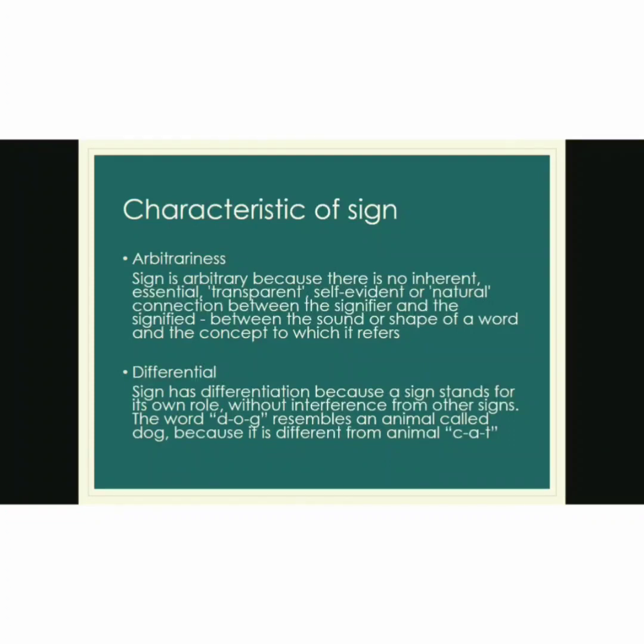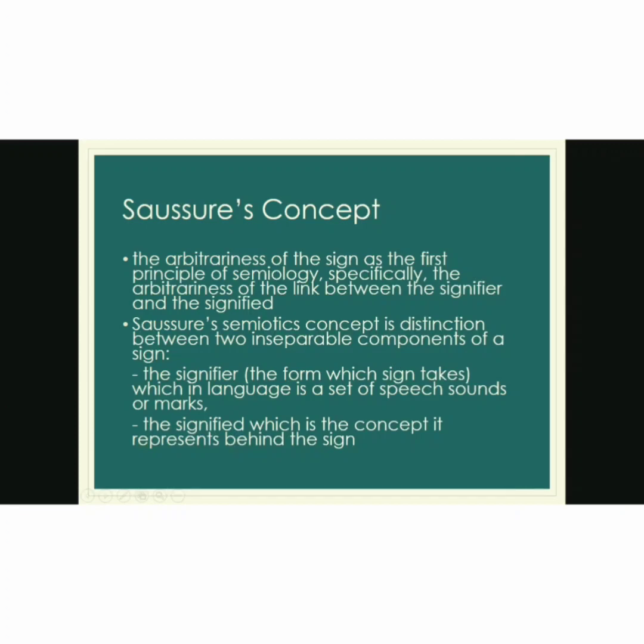And the second is differential. A sign has differentiation because a sign stands for its own role, without interference from other signs. The word dog resembles an animal called dog because it is different from the animal cat. This is Saussure's concept, and I talked about it in the last meeting. The arbitrariness of the sign is the first principle of semiology, specifically the arbitrariness of the link between the signifier and the signified.